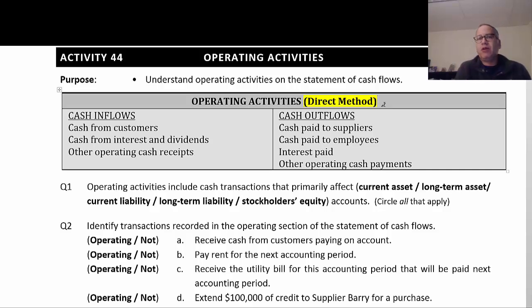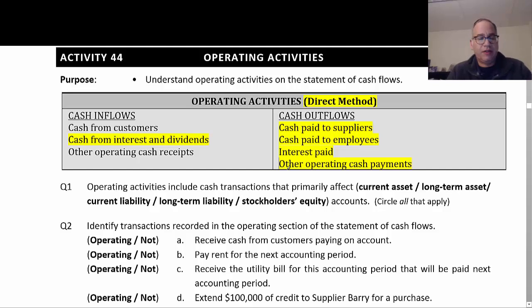So for example, instead of revenue on the income statement in the operating section, we're going to have cash from customers. That's like revenue, but it's the cash measure. Instead of cost of goods sold, we have cash paid to suppliers. And that's kind of similar to cost of goods sold. Instead of salary expense, we have cash paid to employees. Instead of interest expense, we have interest paid. And instead of interest and dividend revenue, I have cash received from interest and dividends. Instead of selling, general and administrative expenses, I have other operating cash payments. And this is called the direct method.